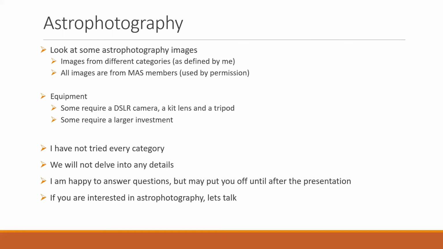Equipment can be very minimal, a camera and a tripod. Some use more expensive equipment. The category you choose will be somewhat determined by your pocketbook. Now, the term somewhat was a specific choice because there is an option for MAS members that requires very little investment, but I'll talk about that later on when we get to that picture.